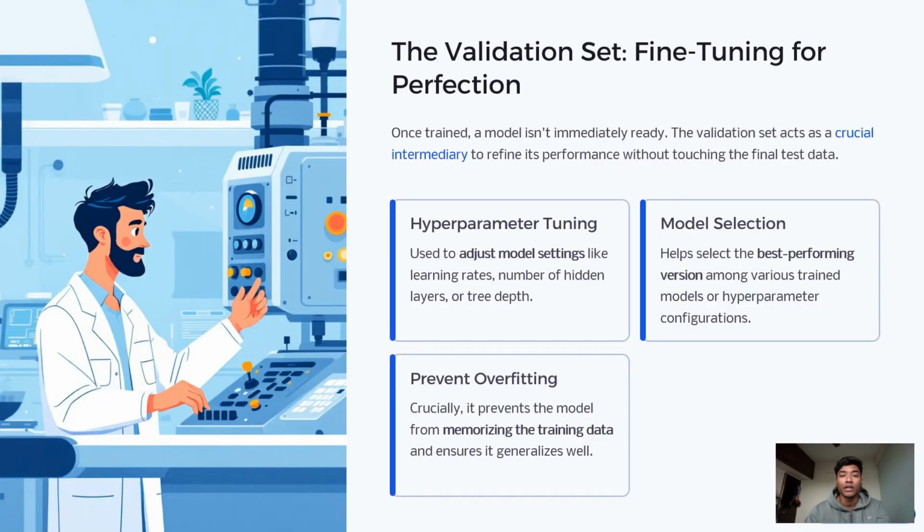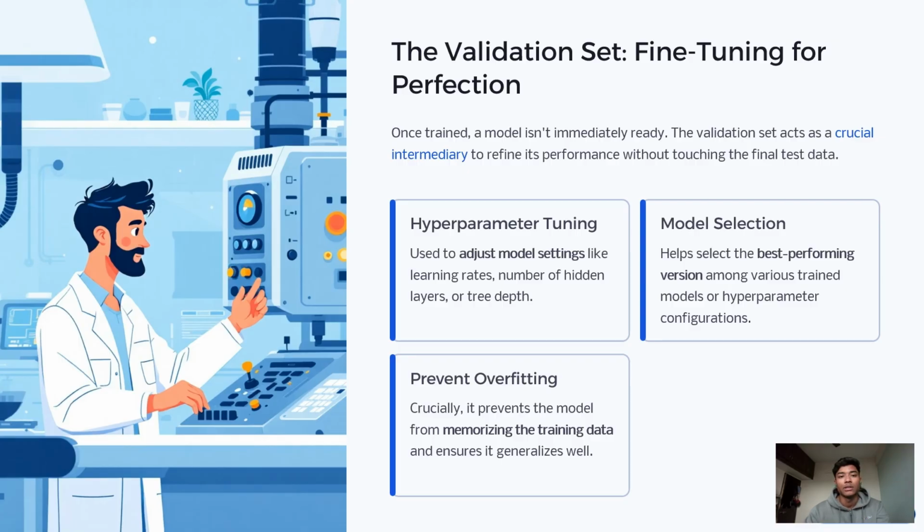Validation set, fine tuning. After training, the model is not ready. It might be overconfident or may not generalize well. The validation set helps us fine tune the model. We use it to tune hyperparameters, compare multiple model versions, and prevent overfitting. It acts like a rehearsal before the final performance.